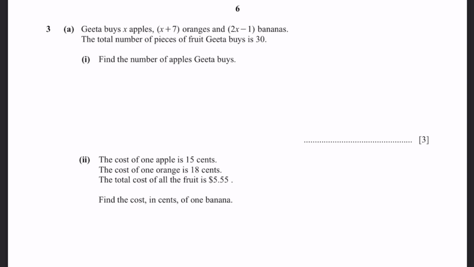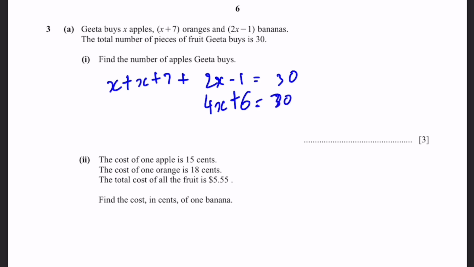Question 3. A. Geeta buys X apples, X plus 7 oranges, and 2X minus 1 bananas. The total number of pieces of fruit Geeta buys is 30. 1. Find the number of apples that Geeta buys. So X plus 7 plus 2X minus 1 is equal to 30. 4X plus 6 is equal to 30. 4X equals 24. X is equal to 6.